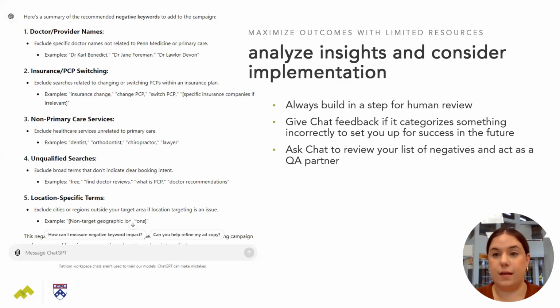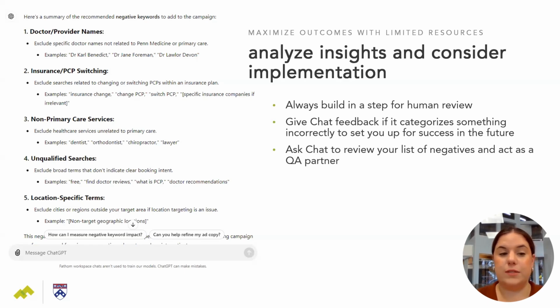Another thing that you can and honestly should do at this point is give Chat some feedback. So if you're looking at this and you're saying, you know what, some of those location-specific terms are actually really important to this campaign, let Chat know that. So when you go in the future and you do your search term report next month, it can learn from that and take that into account, and you won't have to give it that feedback next time.